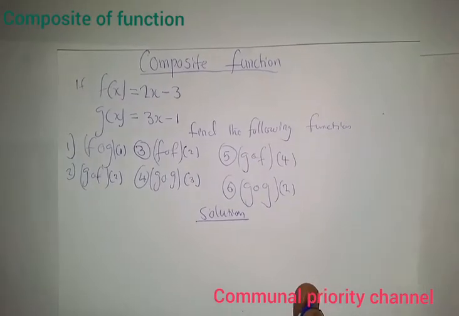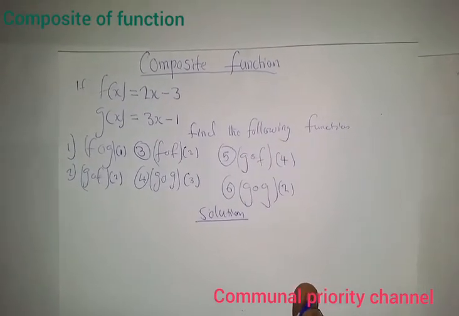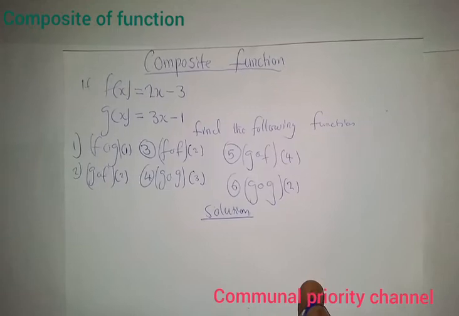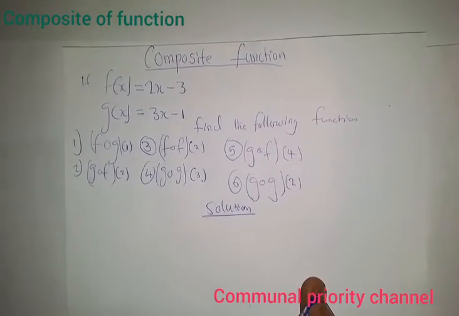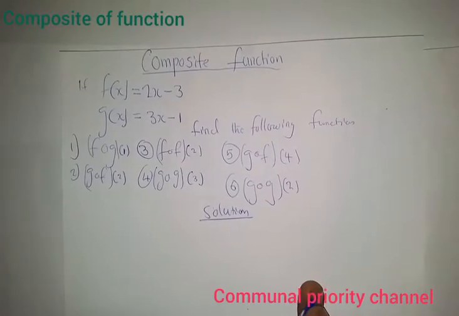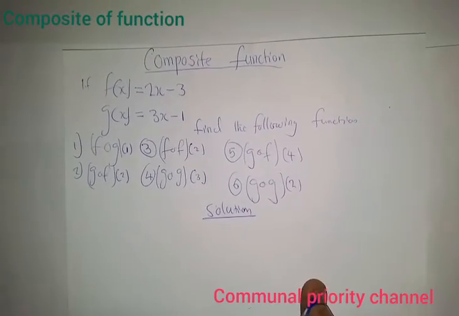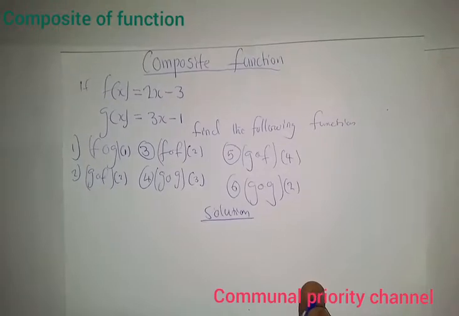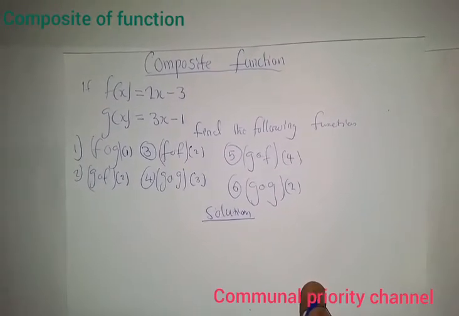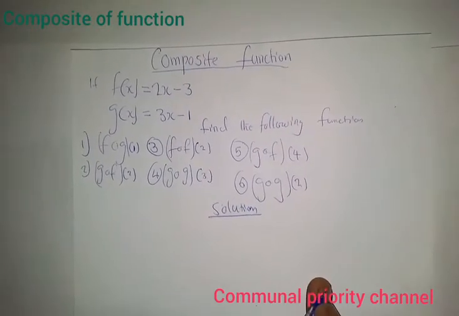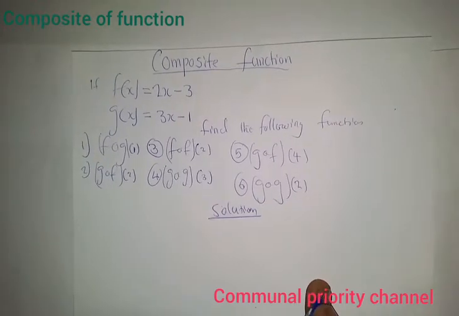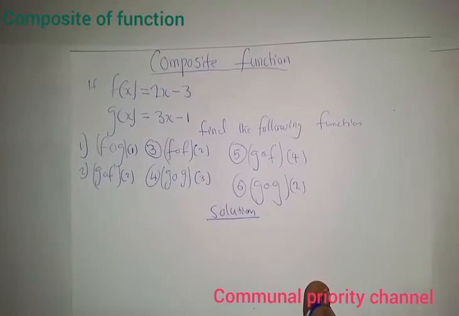We have six questions. Question number 1 says we have f of x is equal to 2x minus 3 and g of x is equal to 3x minus 1. Find the following: Number 1, f of g of 1. Number 2, g of f of 2. Number 3, f of 2. Number 4, g of 3. Number 5, g of f of 4. Number 6, g of 2.